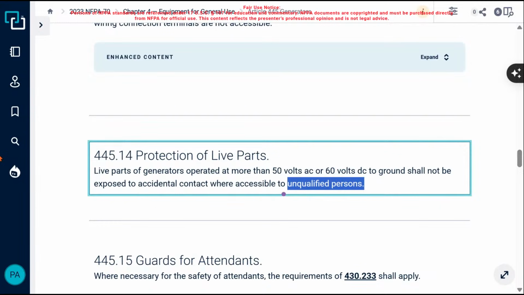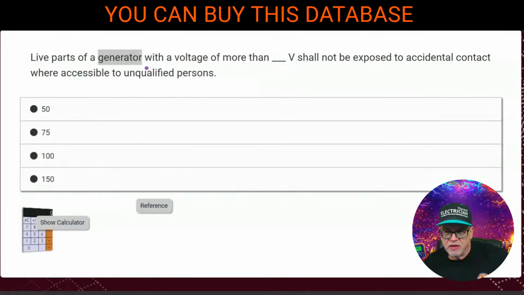Okay. Now, focusing on the question. It says, live parts of a generator with a voltage of more than blank volts shall not be exposed to accidental contact where accessible to unqualified persons. Now, somebody will say, Paul, I can't answer this question because the answer is 50 volts or 60 volts. Well, look at the question. Yes, it's true that there is 60 volts for DC and 50 volts for AC. Yes, the question didn't say AC, but the answer is there. There is no 60. There's a 50.